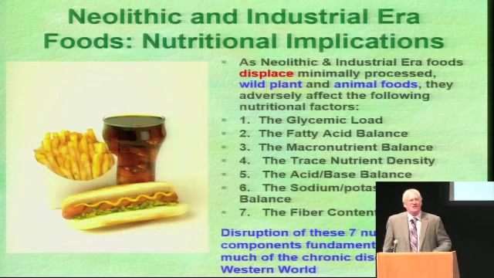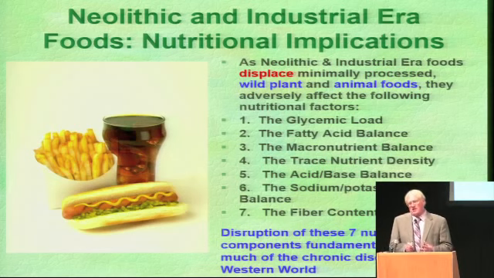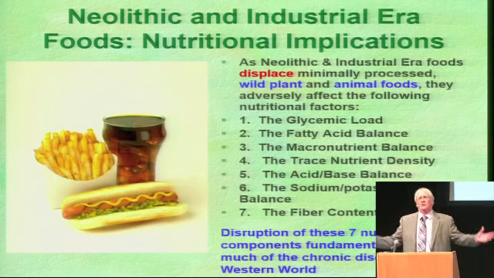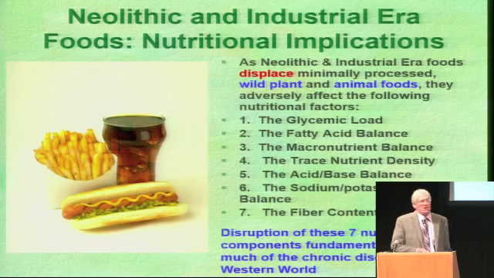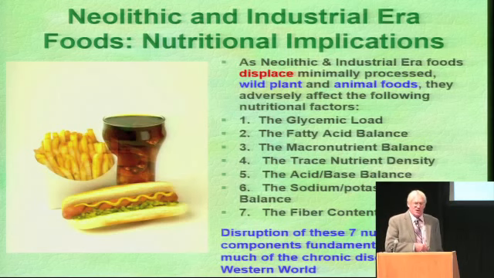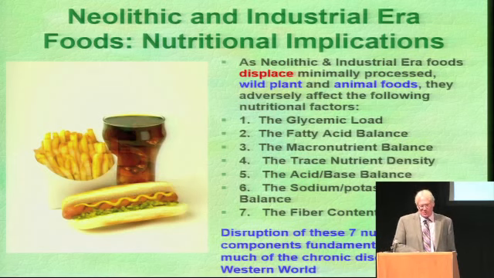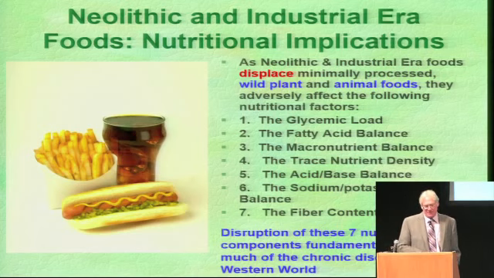Okay, so when you look at this thing in its entirety, and you look at the Neolithic and the industrial era foods and what they do, they displace all those other healthy foods. But in a couple of papers that we've examined the nutrient content, you can see what's going on here. It disrupts these major nutritional factors: the glycemic load, the fatty acid balance, the macronutrient balance, and I'll talk about how all of these things changed. Trace nutrients, vitamins, minerals, phytochemicals, acid base, sodium, potassium, and fiber.